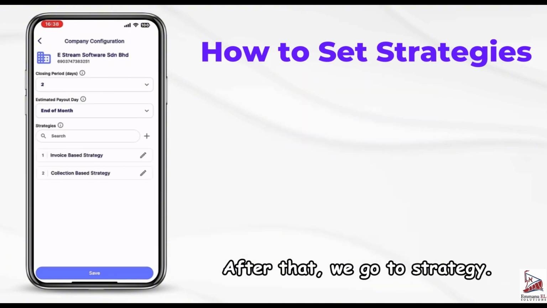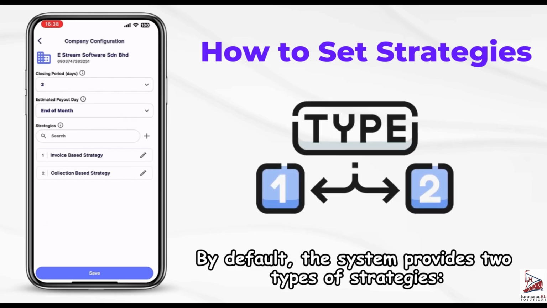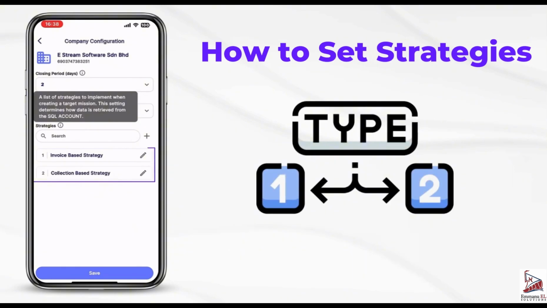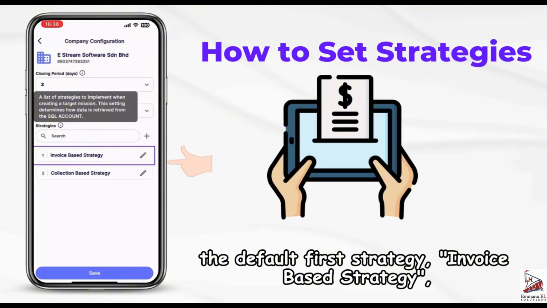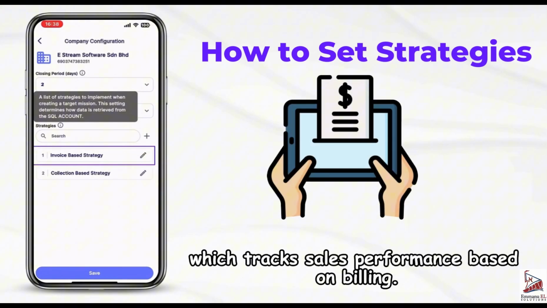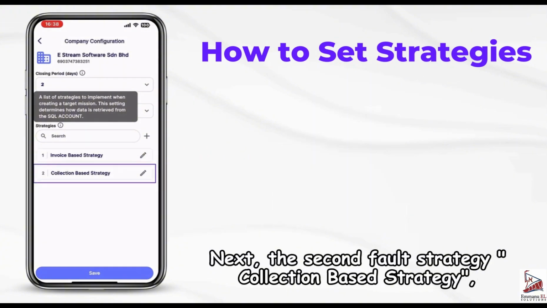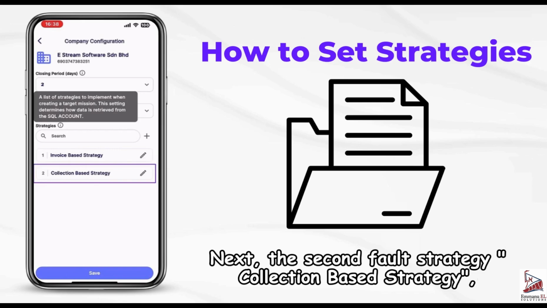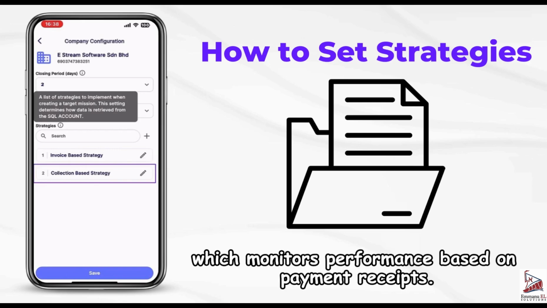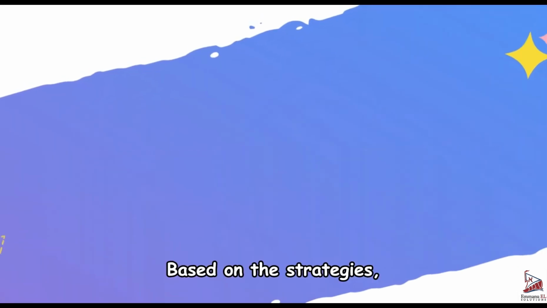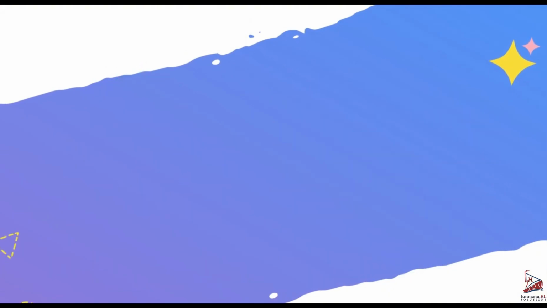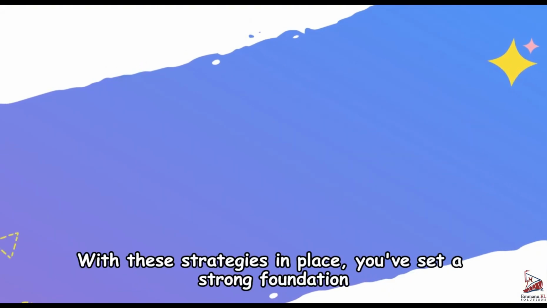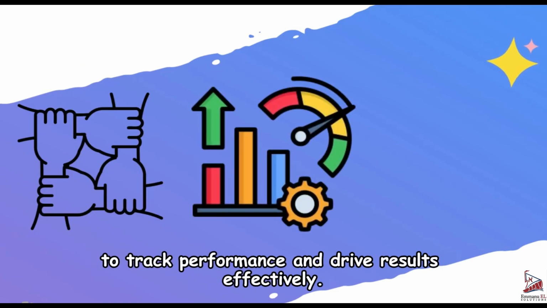After that, we go to strategy. By default, the system provides two types of strategies, invoice-based strategy and collection-based strategy. The default first strategy, invoice-based strategy, tracks sales performance based on billing. Next, the second default strategy, collection-based strategy, monitors performance based on payment receipts. Based on the strategies, providing a structured framework for aligning SQL accounting data with your team's goals. With these strategies in place, you've set a strong foundation to track performance and drive results effectively.